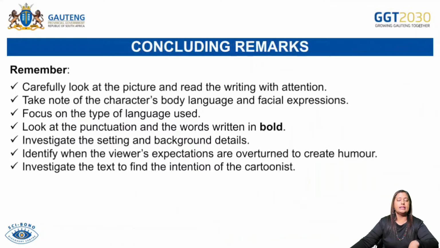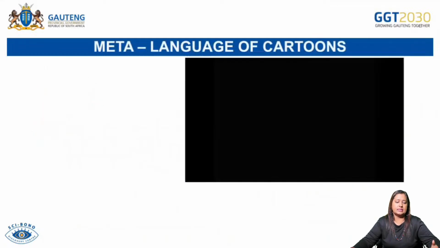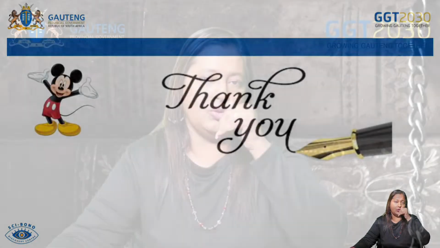Look at the font that is more bold than the other font in the text. Maybe capitalized as opposed to the lowercase, all right, of words. Investigate the setting and the background details. Identify when the viewer's expectations are overturned to create humor. And then investigate the text to find the intention of the cartoonist. All right. So these are things that you need to go back and look at, please, learners, and then you would be able to analyze a cartoon or an advert.